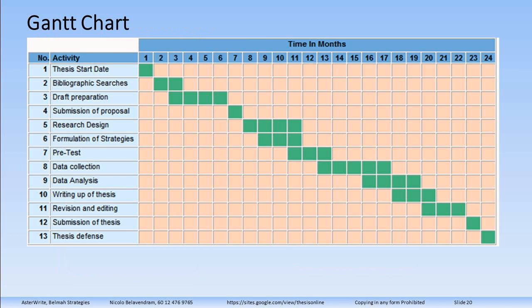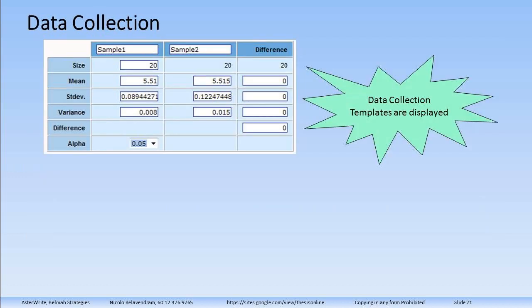AsterWrite also incorporates a Gantt chart for inclusion in your report. You can easily customize the activities and the time scales. Once a statistical hypothesis test is selected, the data structure is available immediately.